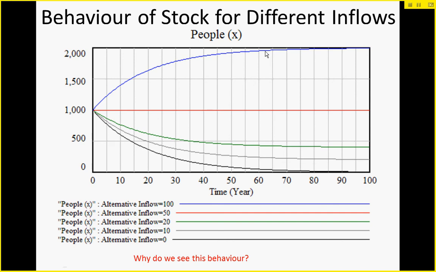It's going to reach an ultimate value where it's not changing. And if it's not changing anymore, that means that what equals what? Inflow equals outflow. So it tends to stability. It doesn't always tend to stability of zero. That's just if there's no inflow. It tends to stability at different levels where always inflow is equal to outflow.